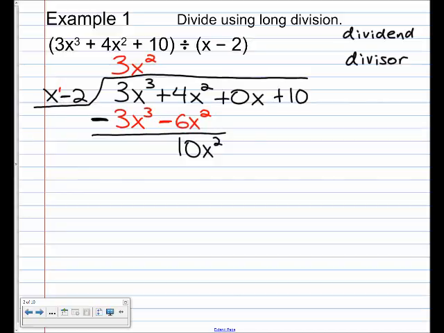Okay, let's continue. I'm going to bring down the stuff that's over here, the stuff I haven't touched yet. So I'm going to write plus 0x plus 10. And I repeat the process. Just like I did before, let's see if you got this one on this time. I have x. What times x gives me 10x squared?